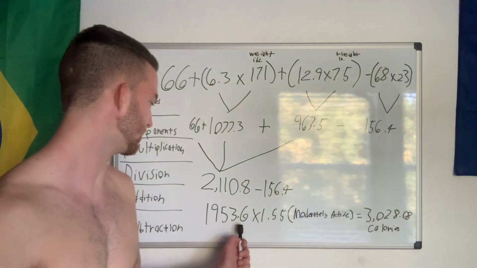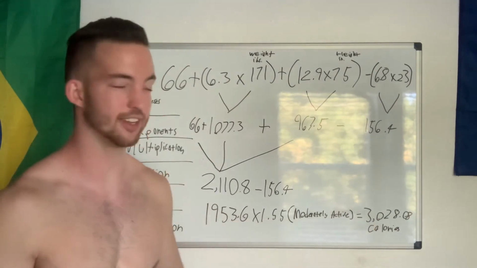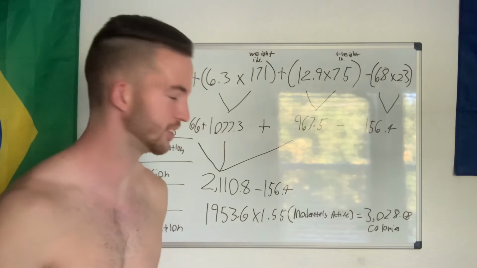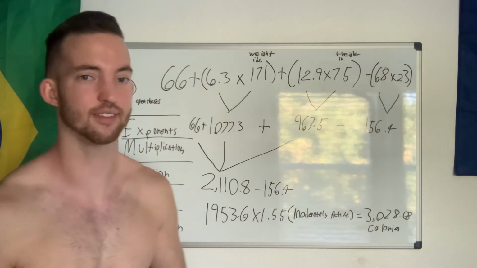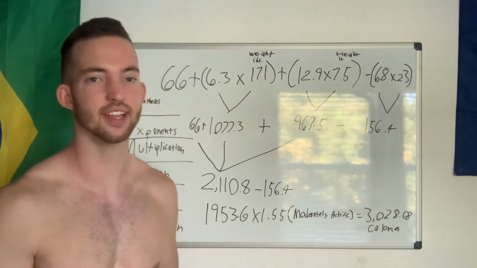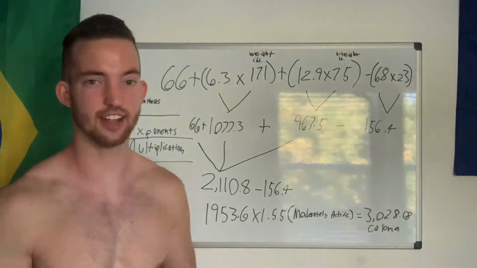So we're going to multiply that by 1.55 and we get 3,028.08 calories a day. Again, this is what I need. I eat more than that because I have a goal of building muscle, and I'm not going to go into that in this video, but this is just how many calories you would need.